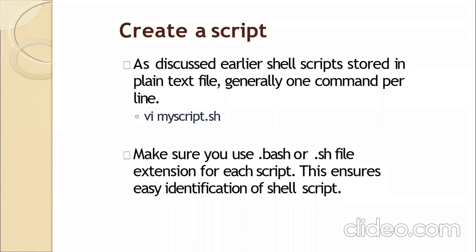Okay, now VI is an editor. In the terminal, you are writing vi myscript.sh. sh is the extension for that file. myscript is the name of that file. VI is an editor, so in the VI editor we are writing the program myscript.sh. Make sure you use a .bash or .sh file extension for each script. So there are two types of extension, .bash and the second one is .sh. Basically we are using .sh, that is shell. sh is for shell. This ensures easy identification of a shell script.